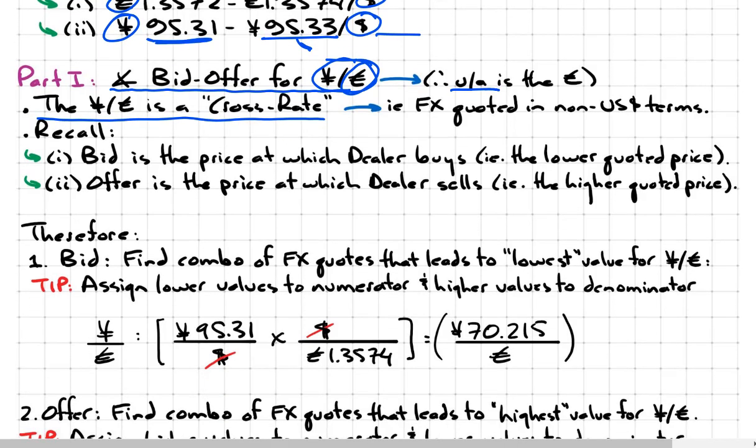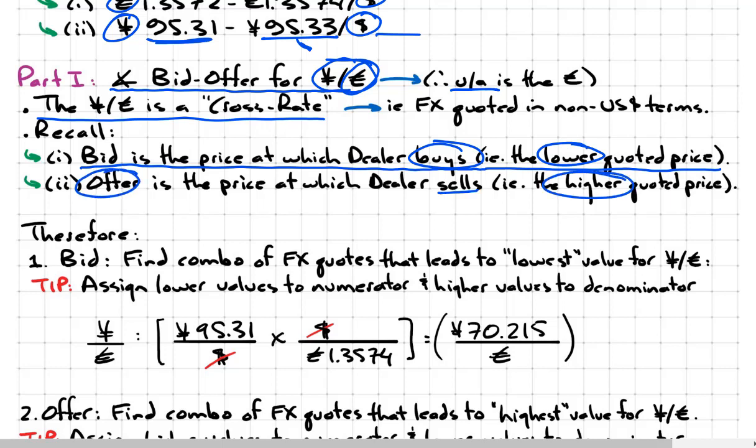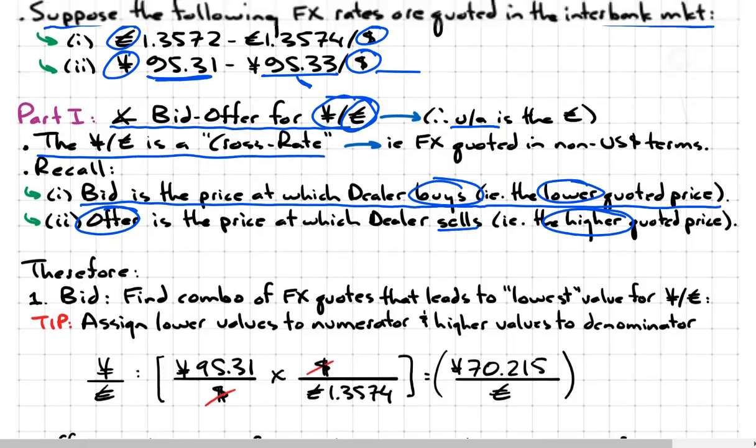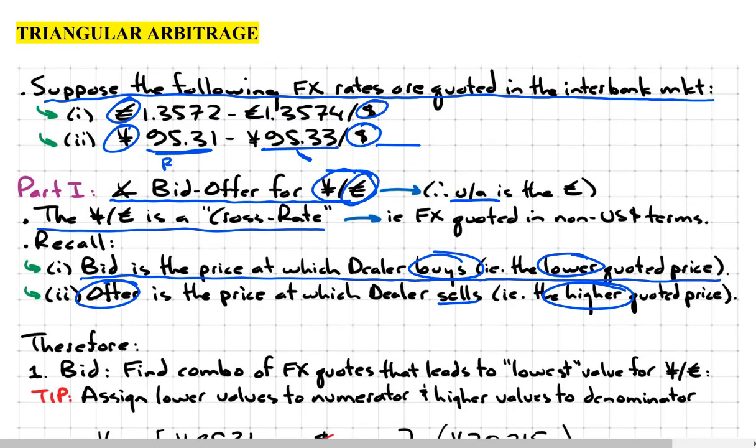And the other thing we want to remember is that the bid is the price at which the dealer buys. So this will be the lower quoted price. Remember, dealers make money by buying at the lower price and selling at the offer. So when they sell, it'll be at the higher quoted price. So if we just go back here once again, this would be the bid and this would be the offer. So we'll always have to remember that.